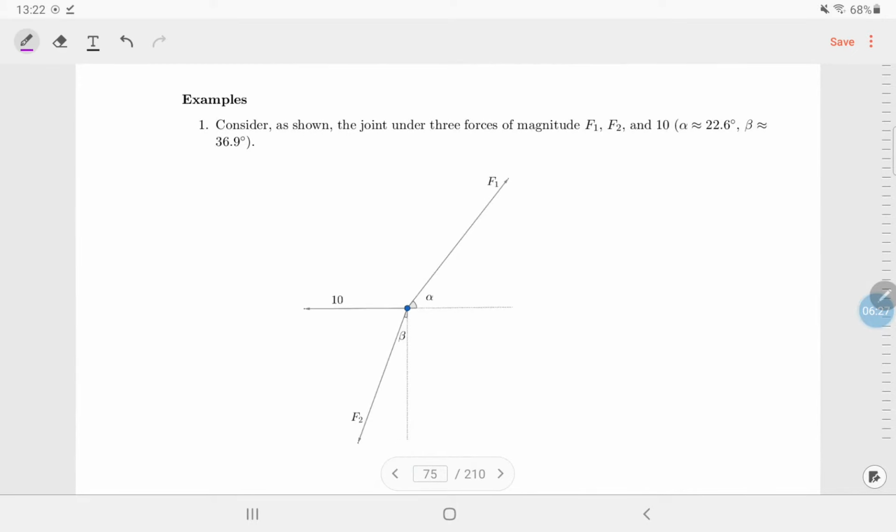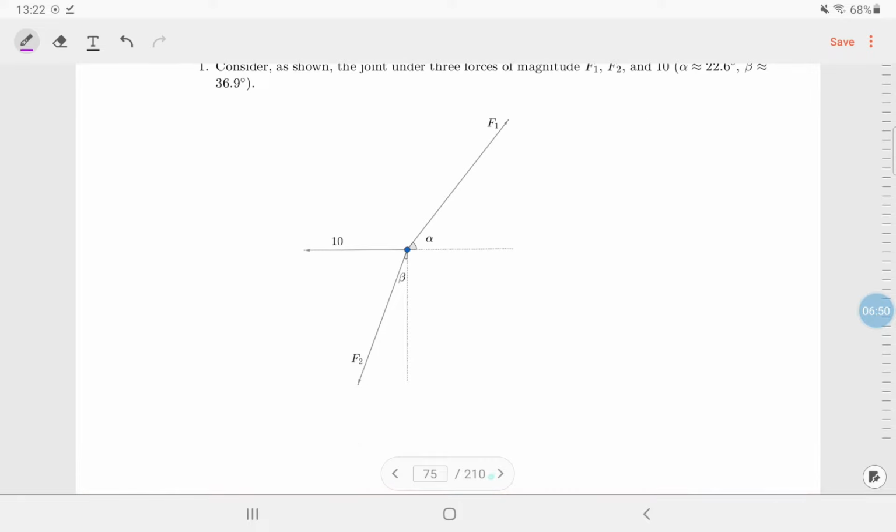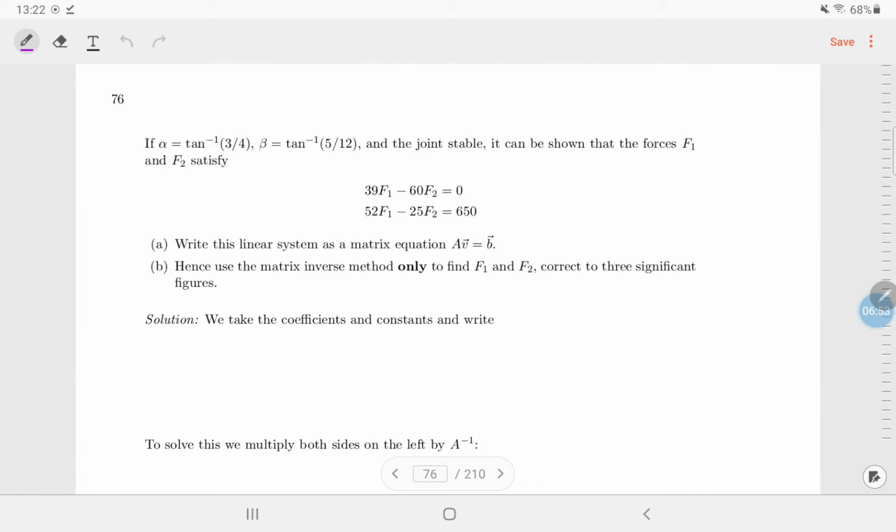So consider, as shown, the joint under three forces of magnitude F1, F2, and 10. Two of the magnitudes, F1 and F2, are unknown. Alpha is approximately 22.6, beta is approximately 36.9. Now, do you need to use that? You don't, but I'm just trying to make the numbers on the next page work out. So if alpha has an angle inverse tan of 3/4, which is what we said, they're just the numbers that make these equations work, basically.